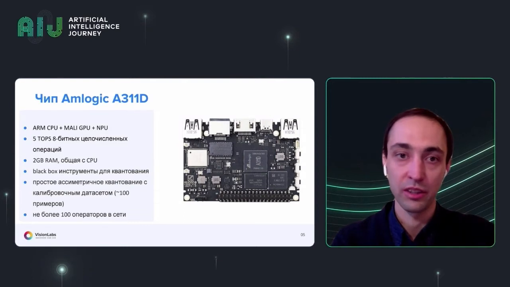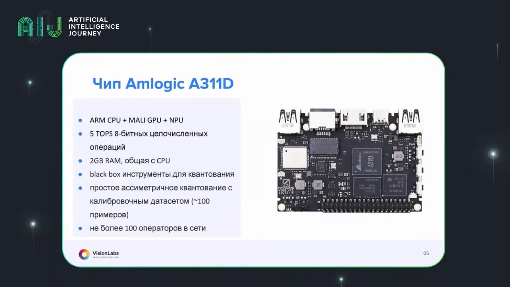So a few words about the chip. It's the Amlogic A311D. It has 3 processing units: the ARM CPU, Mali GPU, and the NPU. That's the one we're going to talk about now. The NPU can perform 5 TOPS of 8-bit integer operations, which limits the types of calculations we can do.